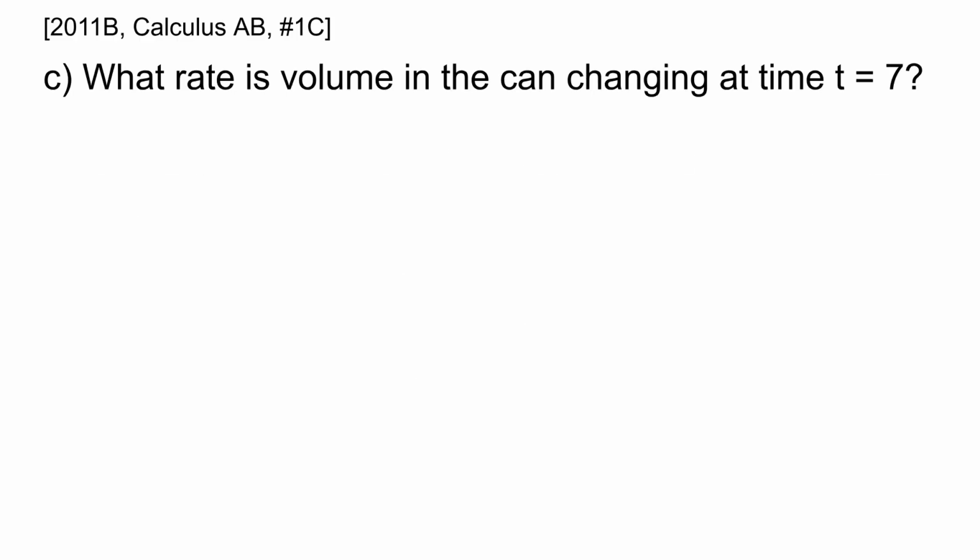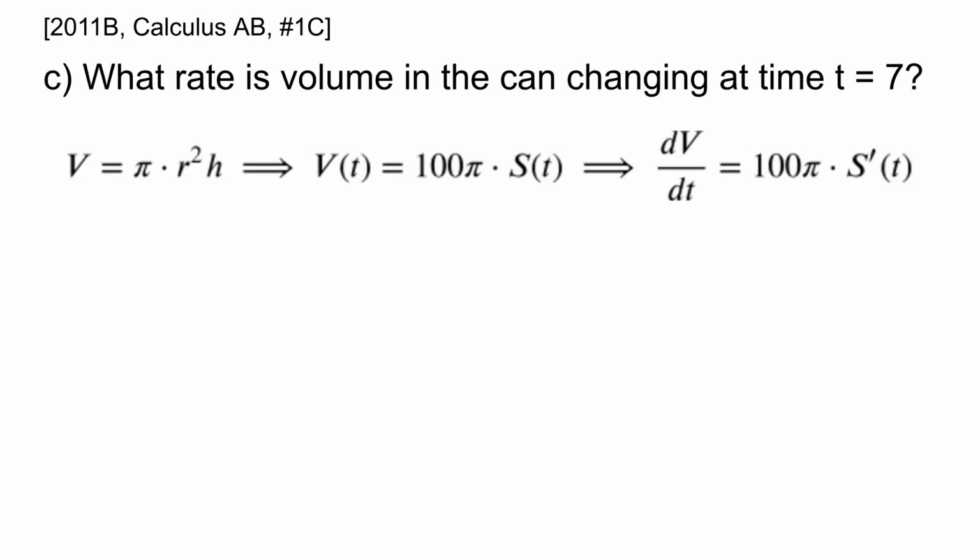In part C of this question, we are asked at what rate the volume in the can is changing at time t equals 7. Well, the volume of the can is given by pi times r squared h. So the volume at time t is 100 pi times s of t. So dV dt is 100 pi times s prime of t. So it follows that dV dt at t equals 7 is 100 pi times s prime of 7.